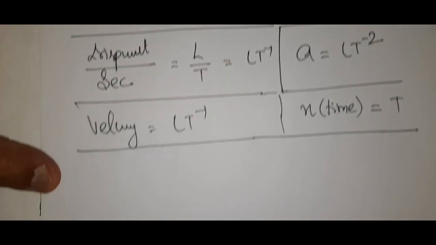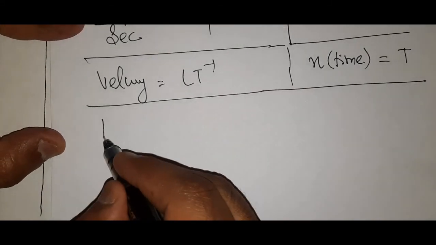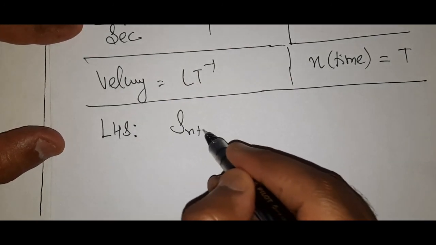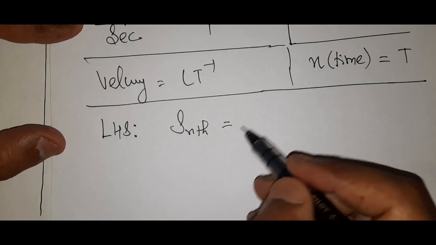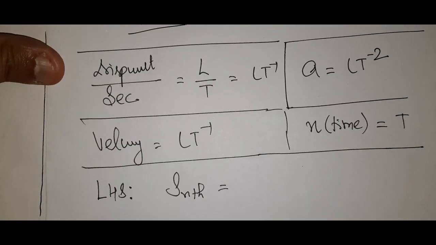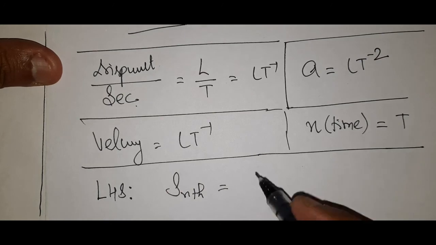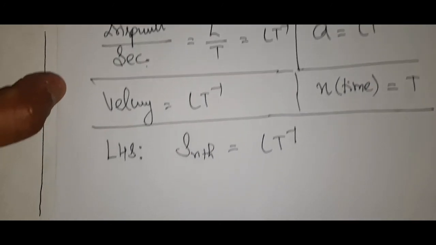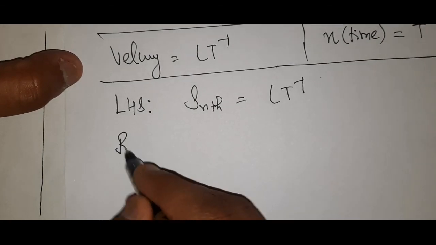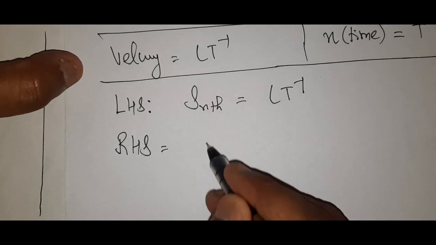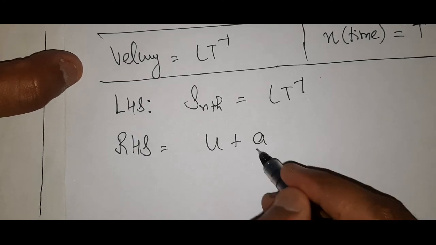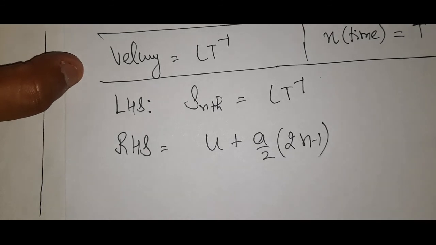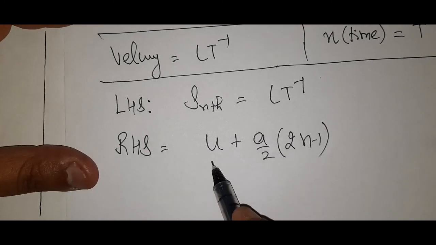Now you have to take left hand side and right hand side. Taking left hand side, S nth, displacement in nth second. Already I told you, displacement in nth second is LT minus 1. So this is your left hand side. Now right hand side is U plus A by 2 into 2N minus 1.